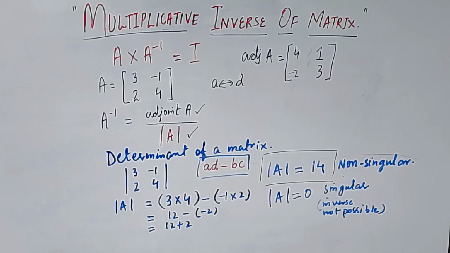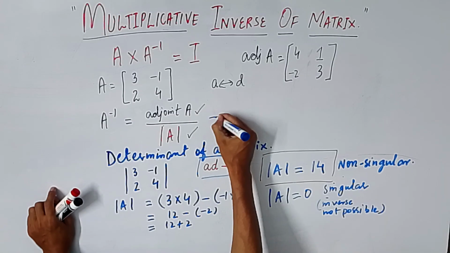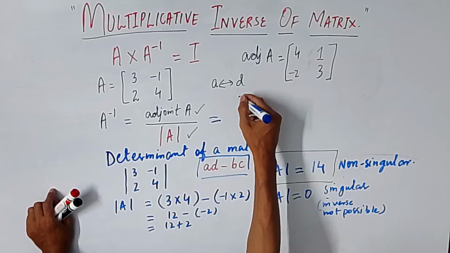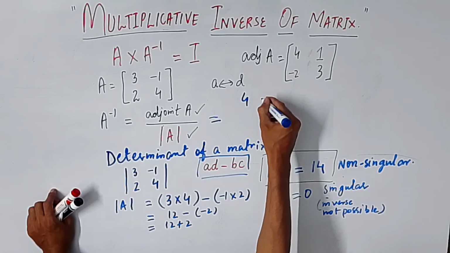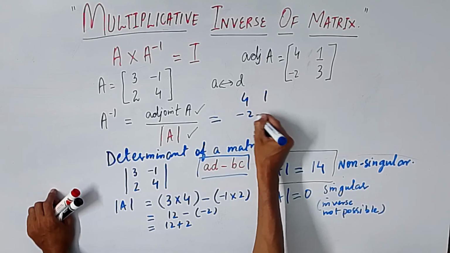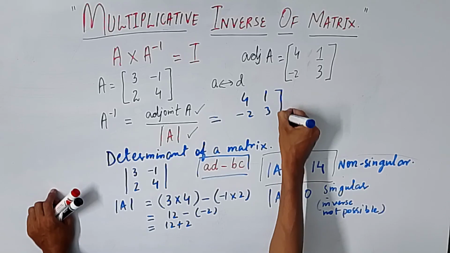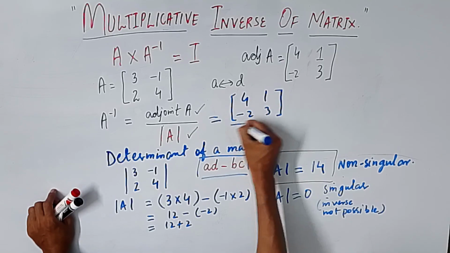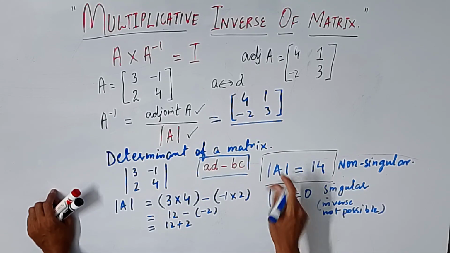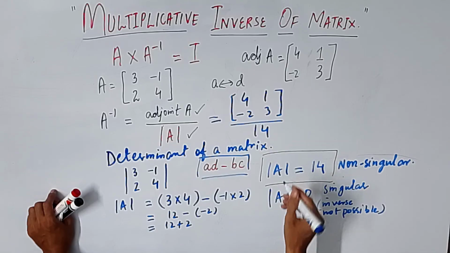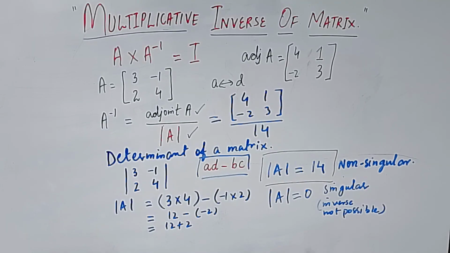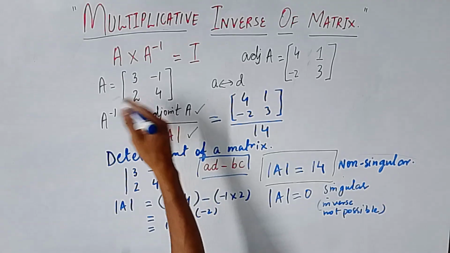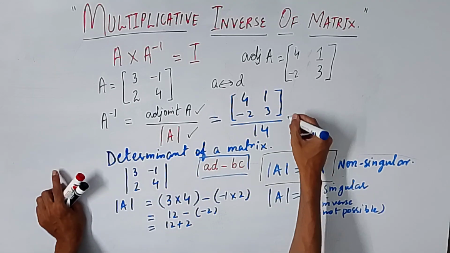So let's do it. So to find the inverse, adjoint A is actually 4, 1, minus 2, 3, and you are trying to divide it now by a number which is 14. So you can do it. Means you can divide a particular matrix by a number. It means a scalar division, but you cannot divide a matrix by a matrix. For that you are doing this particular thing, which is inverse of a matrix.